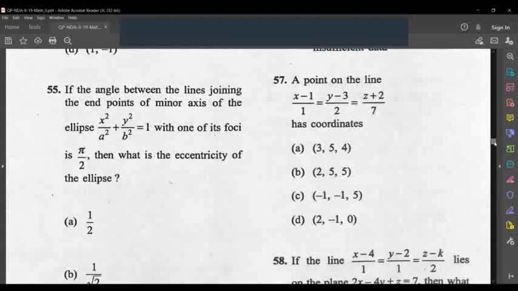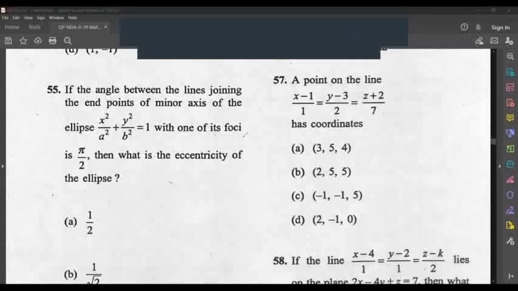If the angle between the lines joining the endpoints of minor axis of ellipse with one of its foci is pi by 2, then what is the eccentricity of the ellipse? Okay, so they are giving angle between the lines joining the endpoints of minor axis of the ellipse with one of its foci. Okay, let's just draw the figure and see. So we have an ellipse.